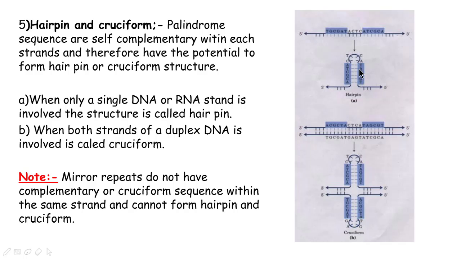You can see they can form a bond with each other because there is an AT or TA and GC, and we know purine and pyrimidine can form bonds with each other. Okay. When only a single DNA or RNA strand is involved in the structure, it is called a hairpin. Only one strand is participating. When both strands of the duplex are involved, it is called a cruciform, like this. It forms bonding among each other.